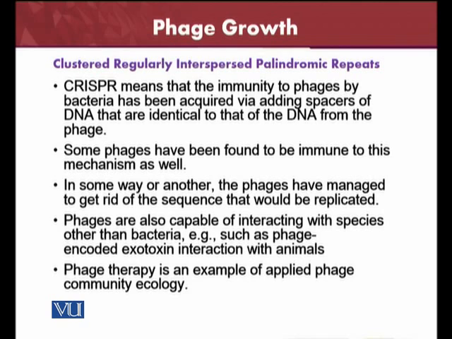Some phages have been found to be immune to these mechanisms as well. This mechanism is very successful in the bacteria. However, some of the phages are even immune to this mechanism, and they will evade it and still have a successful infection. In some way or the other, phages have managed to get rid of the sequence that would be replicated.